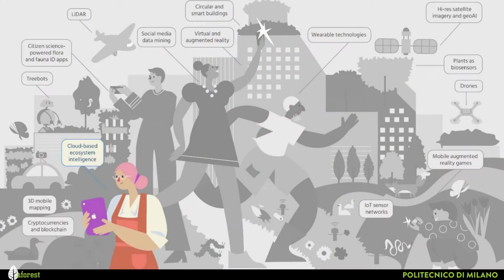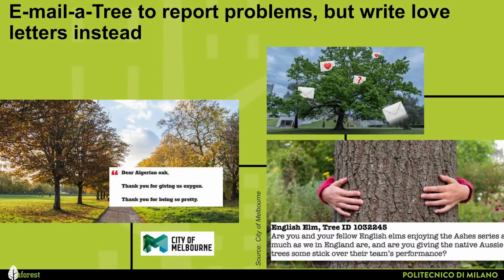Now, a second technology is an interesting one. It provides you essentially with a way to communicate with trees. And that technology is a very, very simple one. In fact, it's an email address. Several years ago, the city of Melbourne had a problem. They were losing several of their trees to drought.